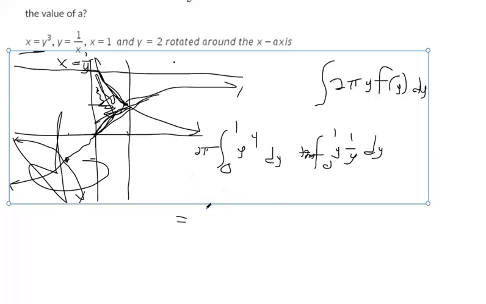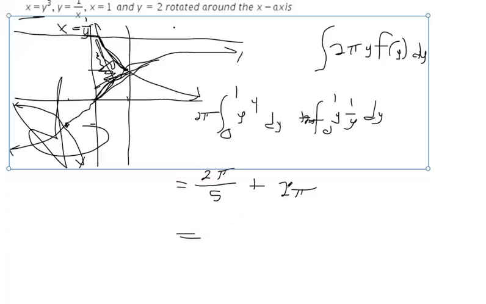And then those are pretty quick. This is 2 pi over 5, I think, because that's y to the fifth, so that's 1 over 5. Yeah, and then this is, that's 1, so that's y, so that's 2 pi over here. So if we do that, that's 10 pi over 5, so this is 12 pi over 5. So I got A was 12.